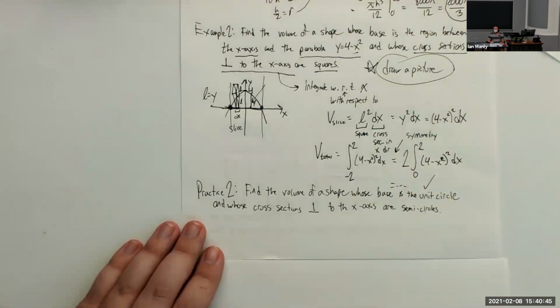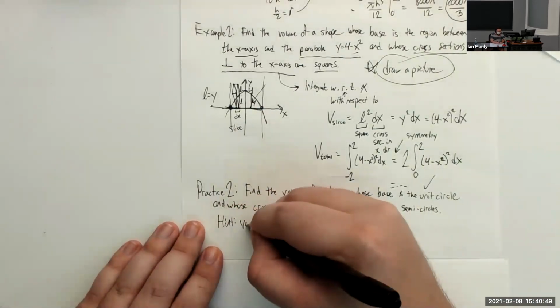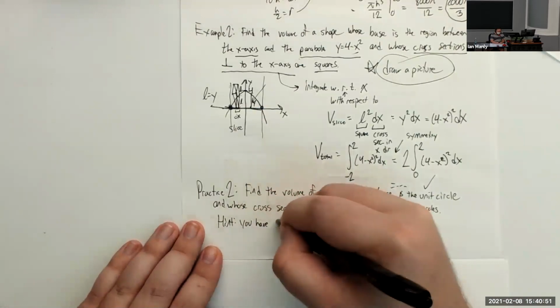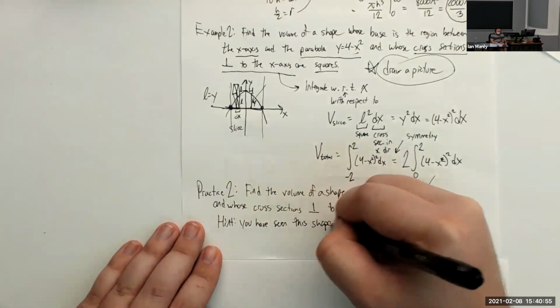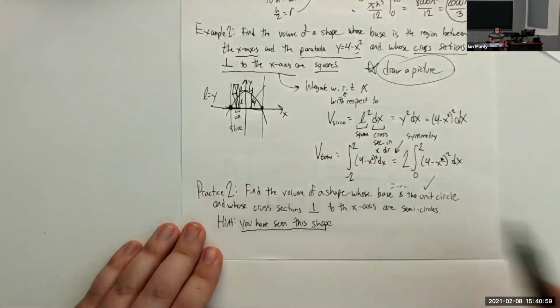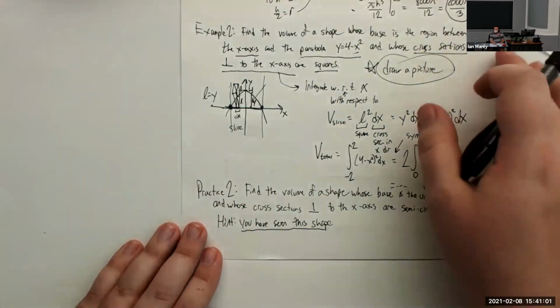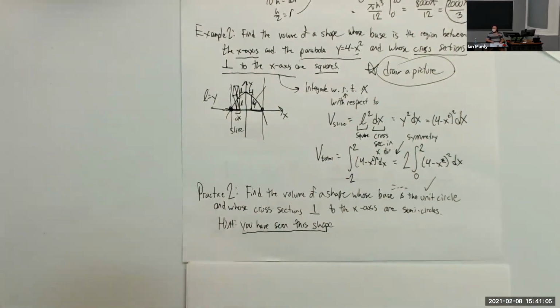And as a hint, I'll give you a hint for this one. You have seen this shape. This actually is a familiar shape, but it's kind of defined in this weird way. But you can use the same process that we just did in example 2 to figure out what's going on.